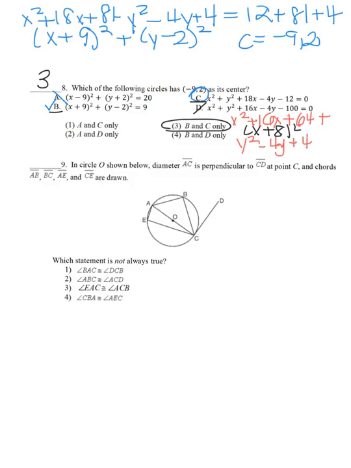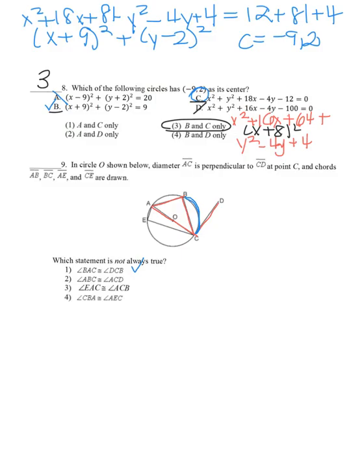Number 9. In circle O shown below, diameter AC is perpendicular to CD at point C, and chords AB, BC, AE, and CE are drawn. Which statement is not always true? So let's evaluate the following four choices. Angle BAC is congruent to DCB. So is BAC congruent to angle DCB? Well, the answer to that is yes, because they're both inscribed angles that open up to the same arc, and the arc that they open up to is BC, so that works.